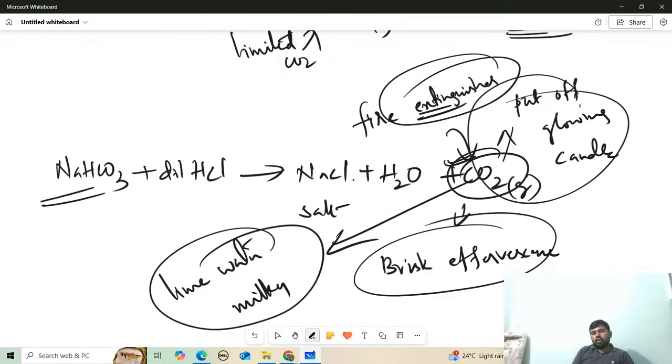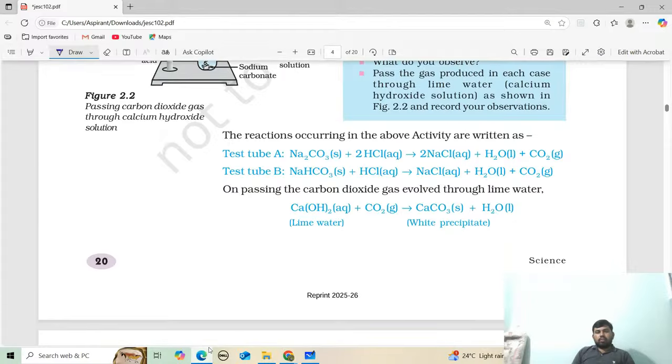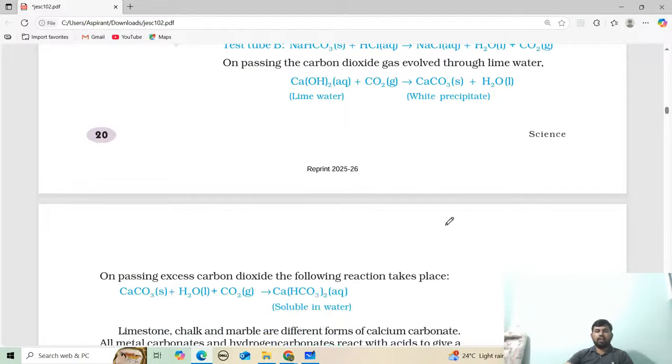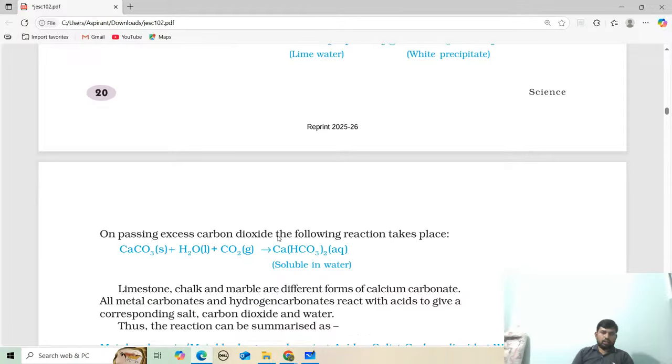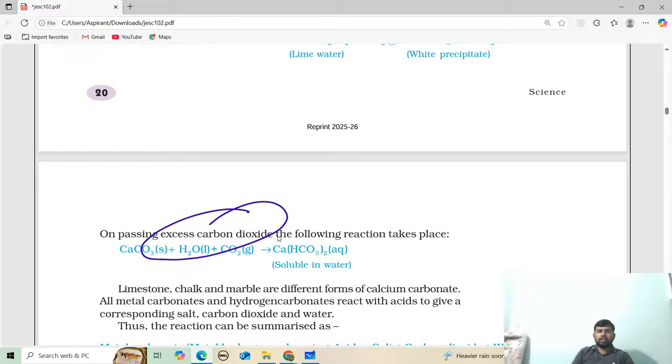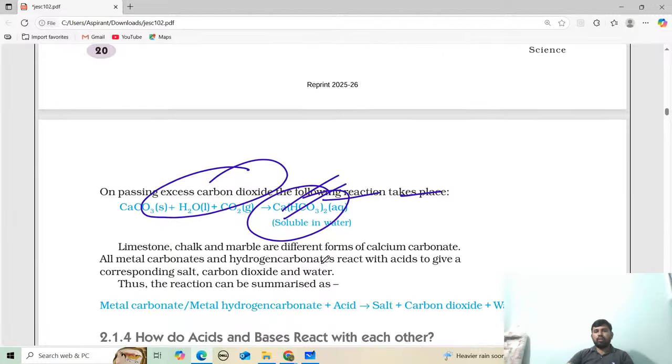Now we come to the next concept, they have given about limestone. Please remember here two things are there. One is limited supply, the other excess. You can see they have given here excess carbon dioxide, following reaction takes place. Calcium hydrogen carbonate is going to form. Limestone is very important here. What is the formula of limestone? This is CaCO3. What is the formula of chalk? It is CaCO3. What is the formula of marble? CaCO3. These are different forms of calcium carbonate.